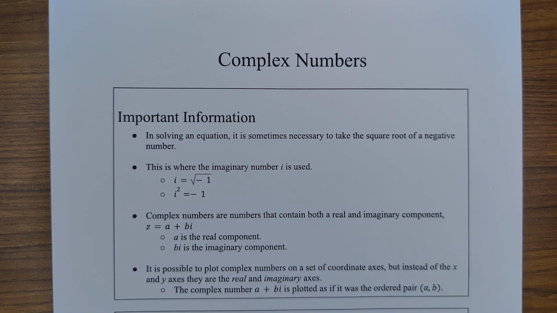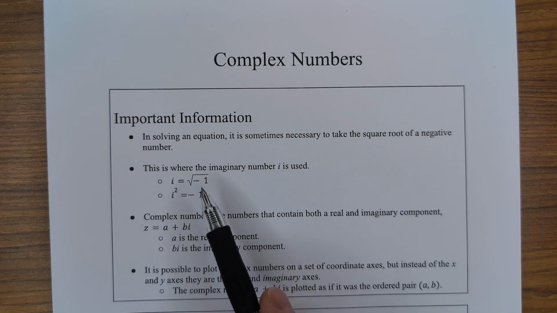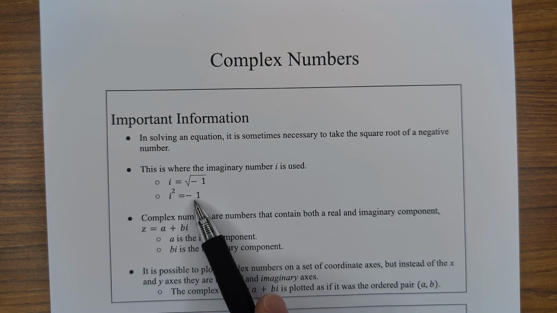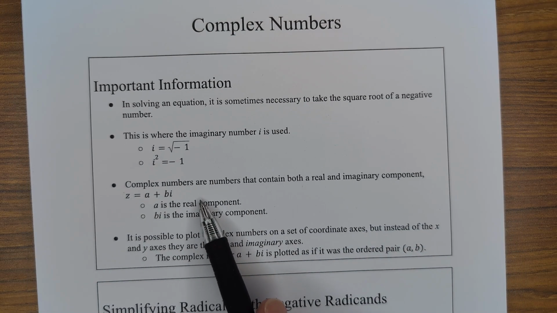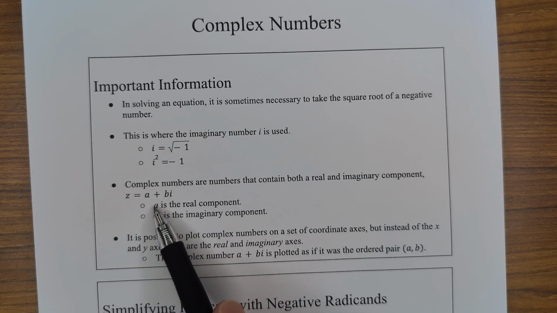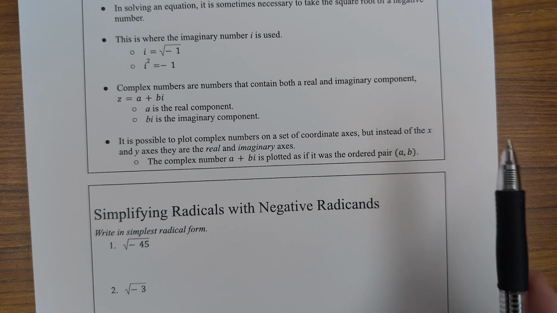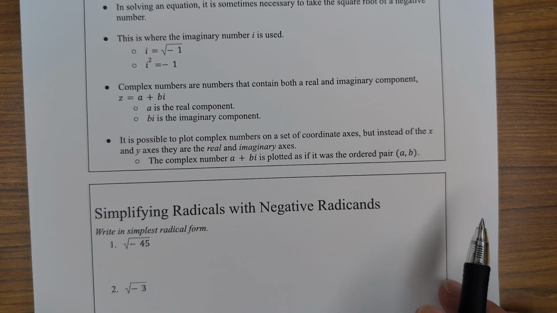Okay, here are the notes for complex numbers. Complex numbers occur when you try to take the square root of a negative value. By definition, i is root -1, or i squared is equal to -1 itself. Complex numbers contain both a real and an imaginary component, so z equals a plus bi. a is the real component, b is the imaginary component. You can plot these on the coordinate axis, which we'll show in the very last examples.